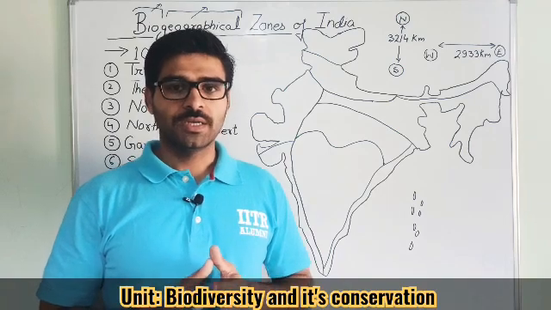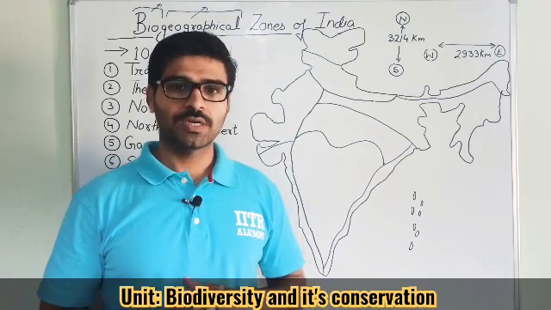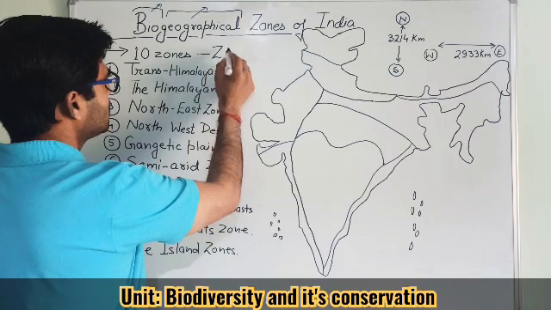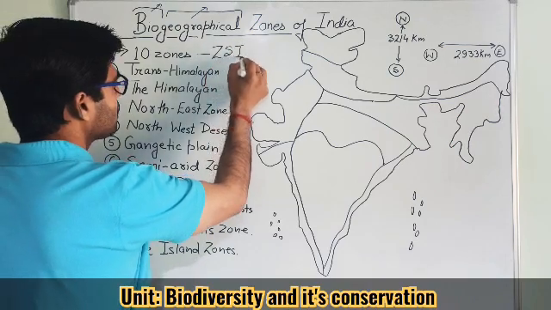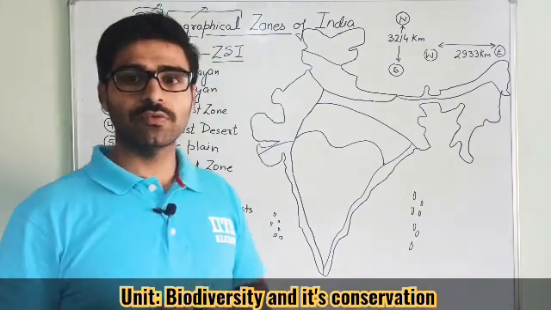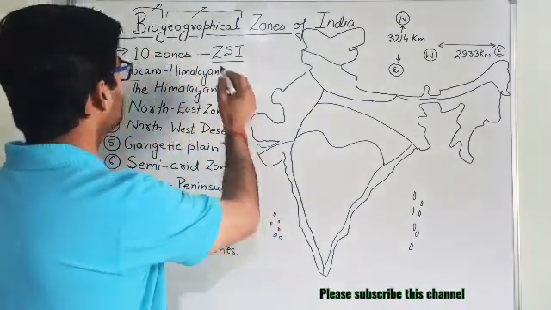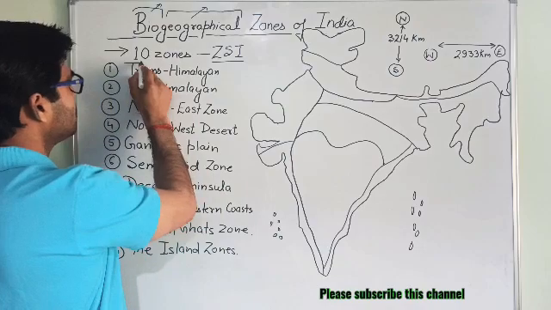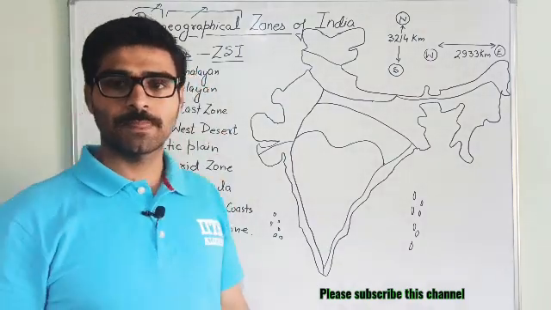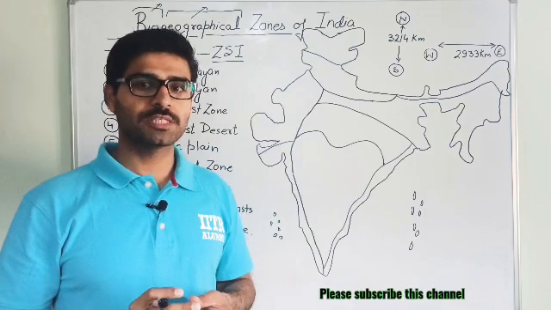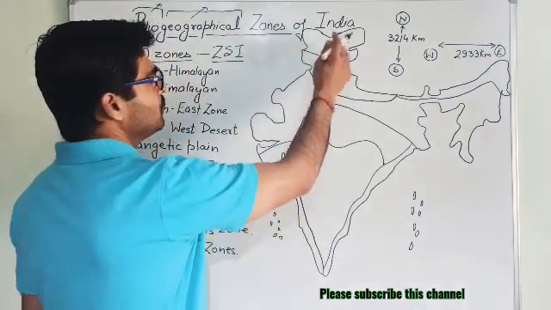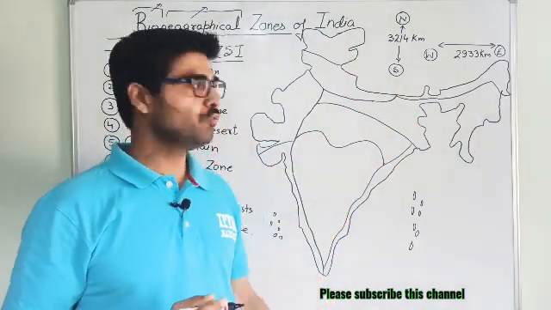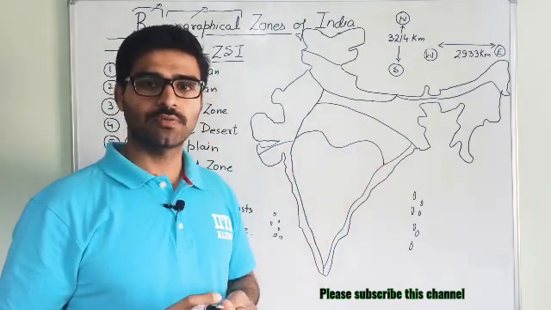So we have divided India into 10 different biogeographical zones. This division was first given by ZSI, the Zoological Survey of India. The Survey divided India, this is the map of India, into 10 different biogeographical zones according to the type of living species that are found or dominant in a particular part of India. So how can we remember this? How can we divide India into 10 different biogeographical zones?